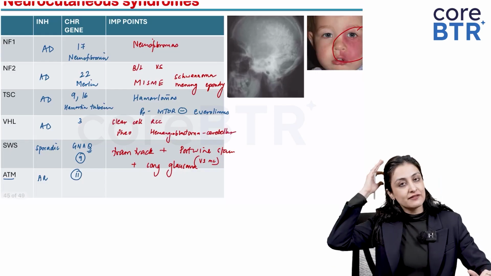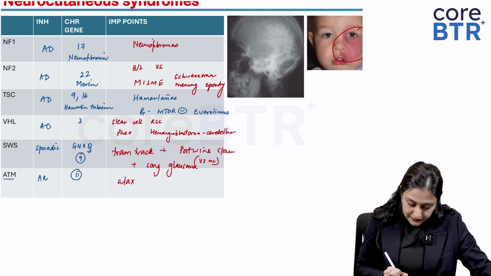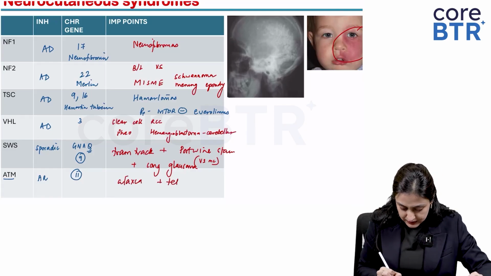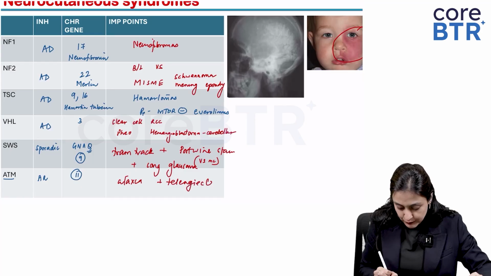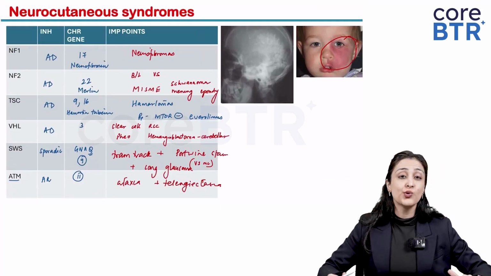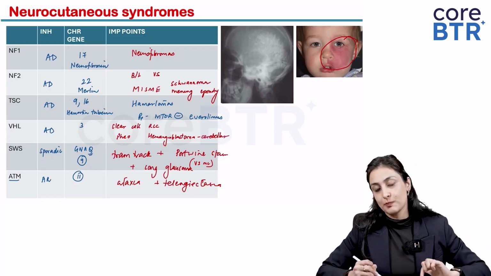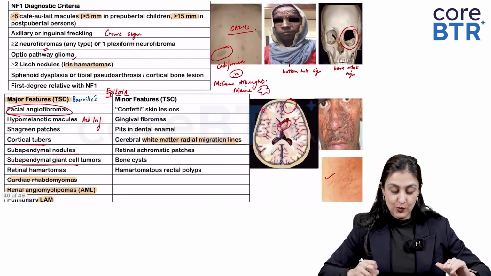Ataxia telangiectasia, everything is in the name. You have ataxia and you have telangiectasia. This is also associated with immunocompromised state. So this is a little extra edge. Don't get questions very commonly, but this is also a very commonly missed topic. So might as well finish it once and for all.